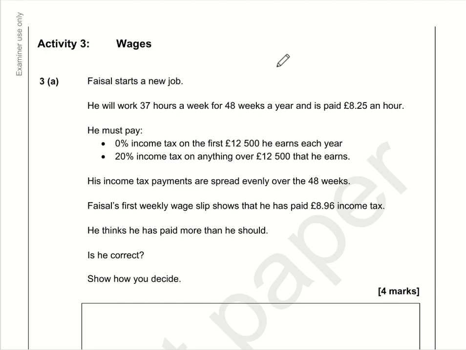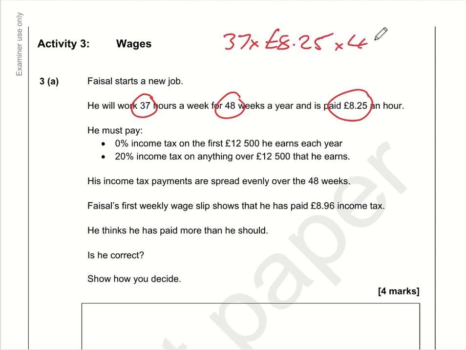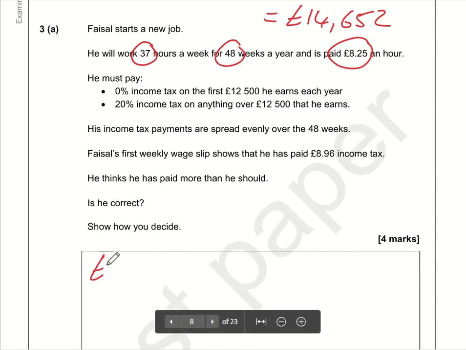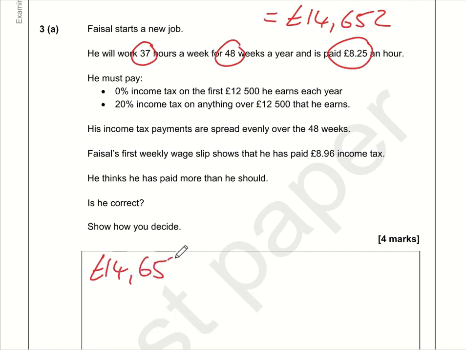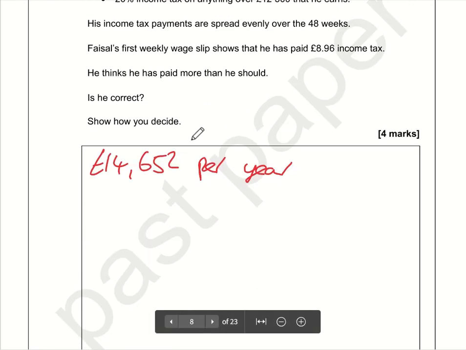Okay, so for question number 3, we know he does 37 hours a week, 48 weeks a year, and is paid £8.25 per hour. So that is going to be 37 lots of £8.25 times by 48. So this is his annual salary, and that comes to 14,652. So let me just write this down in our working box here. 14,652 per year. Now the first 12,500 is tax-free. He's only taxed on anything above that amount.